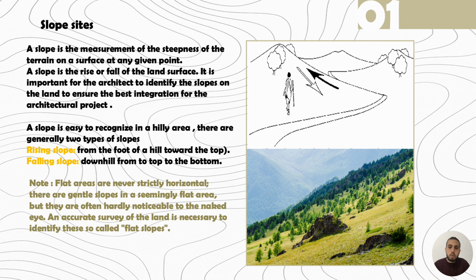A slope is the measurement of a terrain's steepness on a surface at any given point. Also, it is the rise or fall of the land surface. Therefore, we can distinguish two types of slopes, rising slopes and falling slopes.